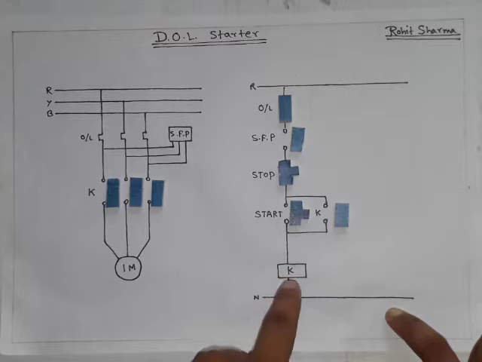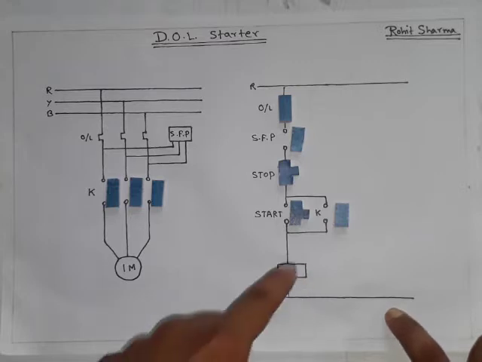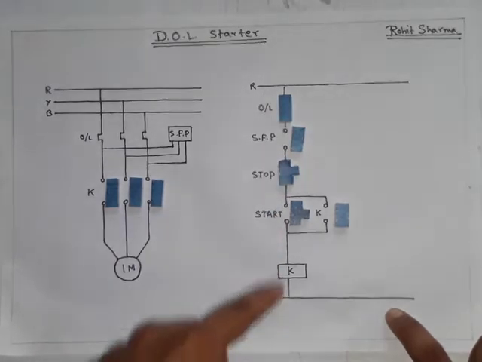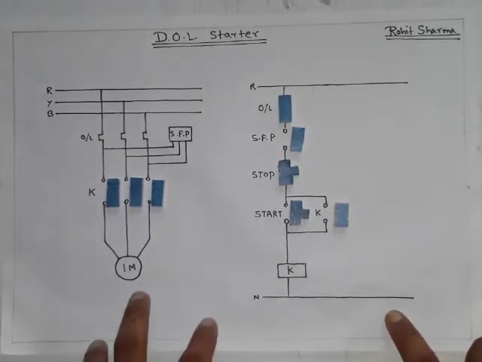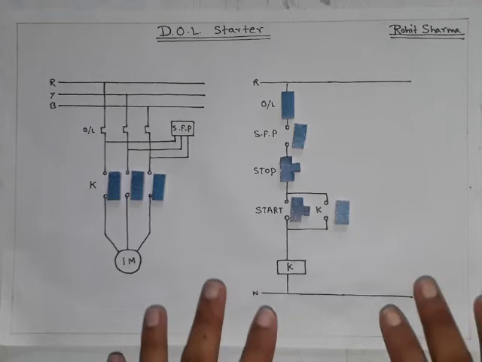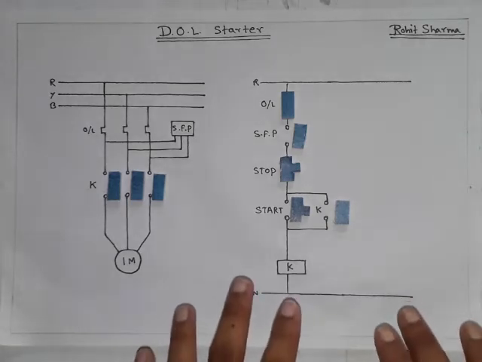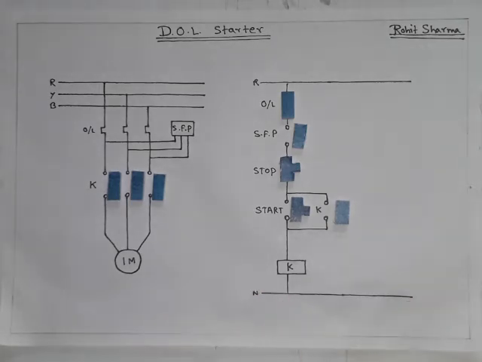Then there is the contactor I have connected here. Okay, this completes the total circuit. So this is basically the circuitry of the control circuit. Now let's see the operation.